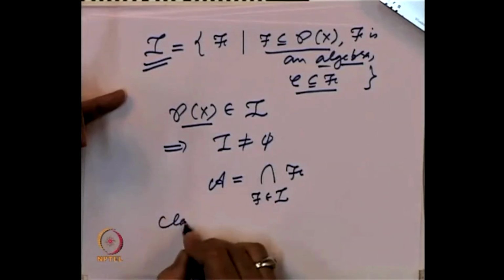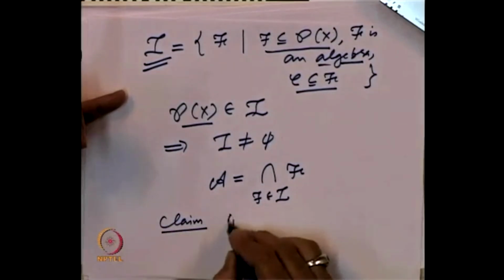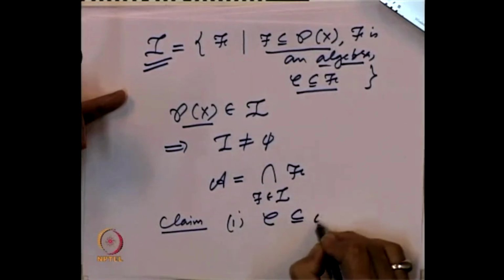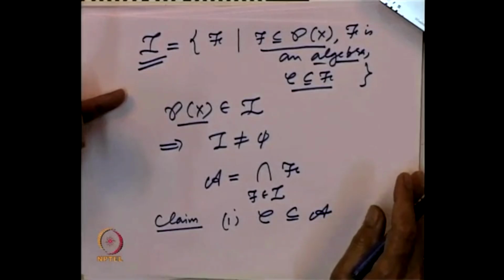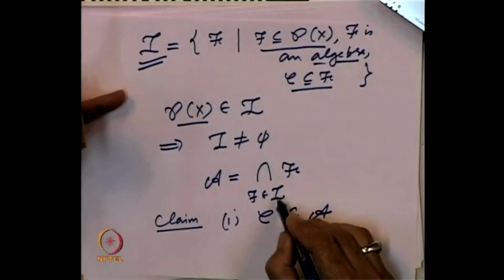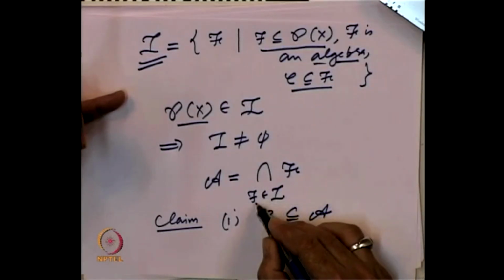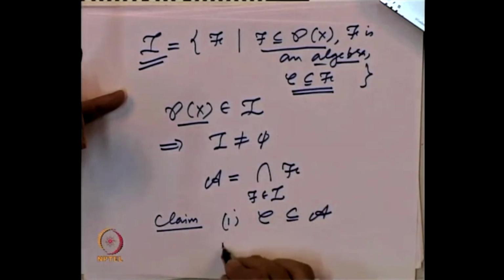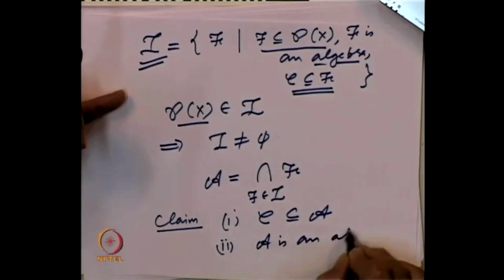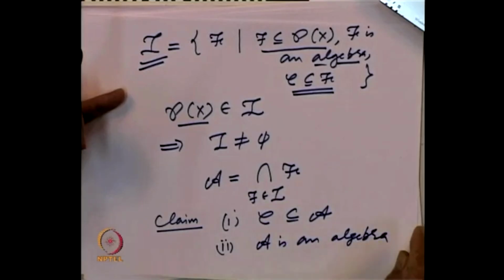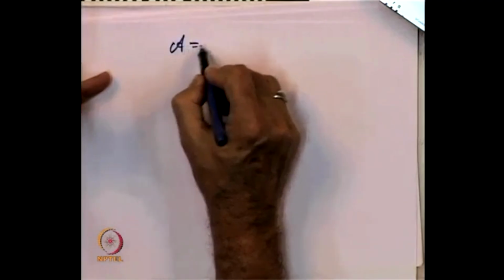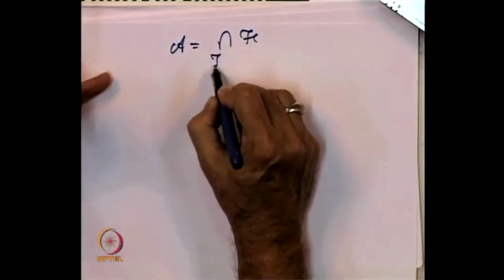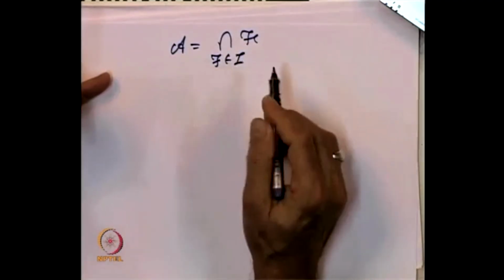So the claim is that, first, C is a subset of this collection A, which is obvious because the collection I of all the algebras F has that property, C is a subset of each member. So this property is obvious. Secondly, we claim that A is an algebra. To prove that A is an algebra, let us observe what we have to do. So what is A? A is the intersection of all algebras F which are inside I.